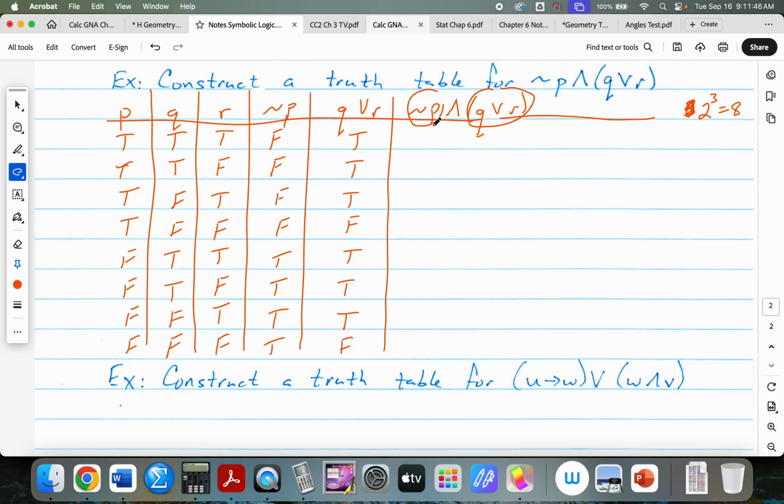So in order for this to be true, what has to be true about not P and about Q or R? They both have to be true. So that's not true here. I've got a false and a true. That's not true. False and a true. That's not true. False and a false. That's not true. Oh, then I find some that are true. Here, both of those are true for the next three. And then I've got a true and a false.